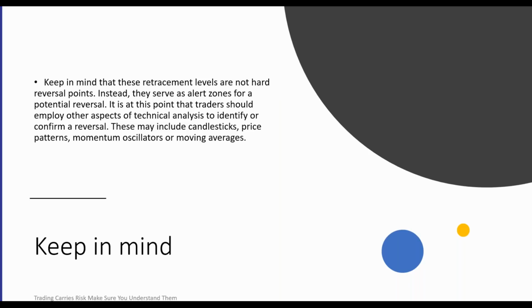So keep in mind that these retracement levels are not hard reversal points. Instead, they serve as alert zones for potential reversals. It's at this point that traders should employ other aspects of technical analysis to identify or confirm reversals. These may include candlesticks, price patterns, momentum oscillators, and moving averages.